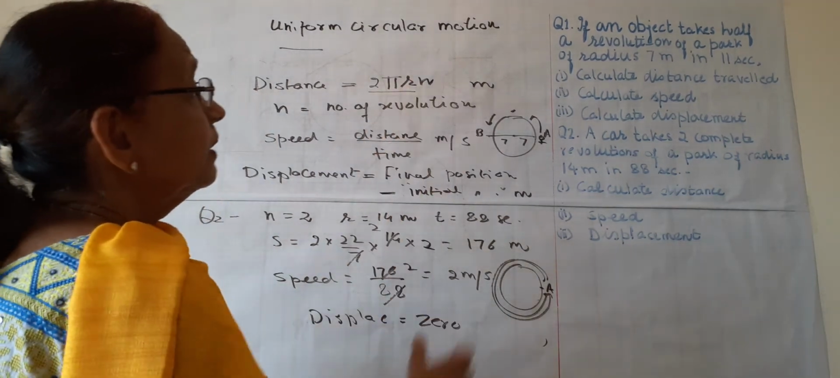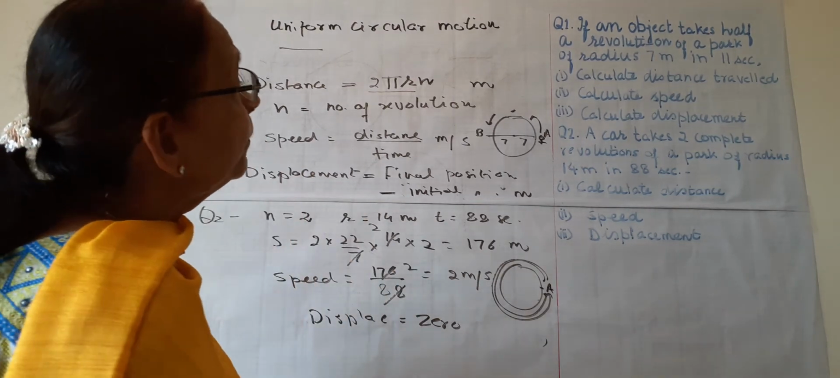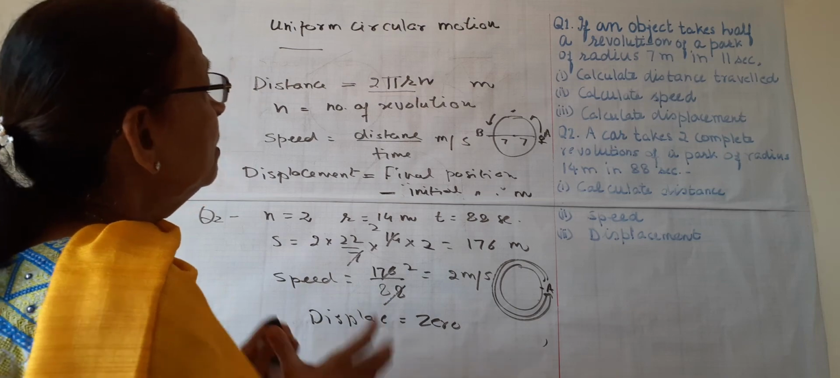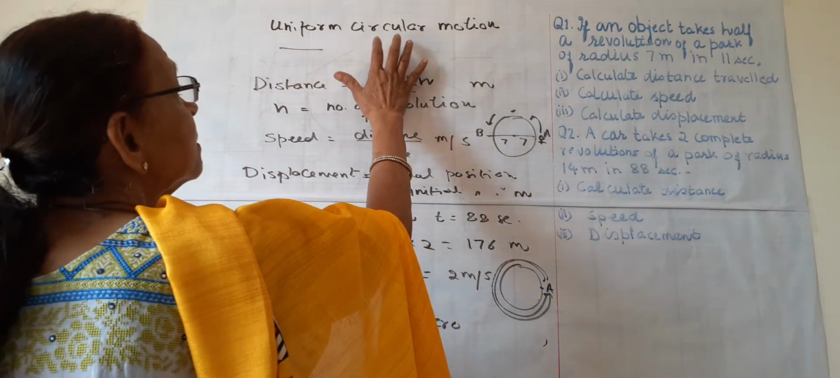In this way, these 2 numericals are calculated. One we have calculated before also. So this is what we have to learn in uniform circular motion.